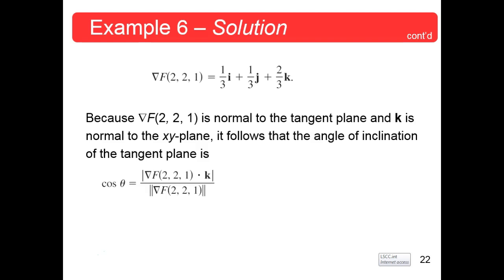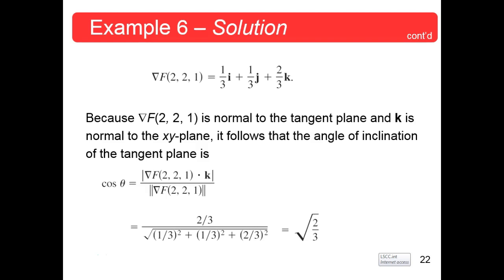And so we'll come back and get that in a minute. But the dot product there is just 2/3. 2/3 times 1 is 2/3. And your denominator is the square root of 1/3 squared plus 1/3 squared plus 2/3 squared, which is 1 ninth plus 1 ninth plus 4 ninths. That's 6 ninths. When you take the square root of that, you get the square root of 6 over 3.